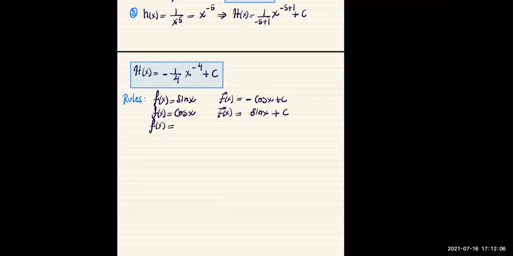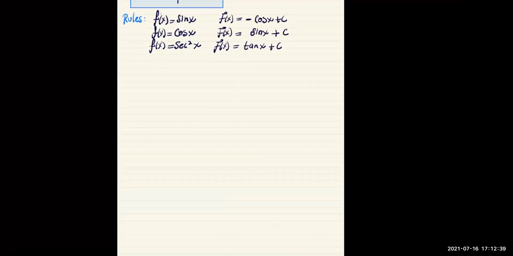Okay, if f of x is equal to secant squared x. Why did I go with secant squared x? Because secant squared x is the derivative of something. The derivative of what gives you secant squared x? Tangent. We know the antiderivative of secant squared is tangent x. Again, you can check: take the derivative of that, and you get exactly that.